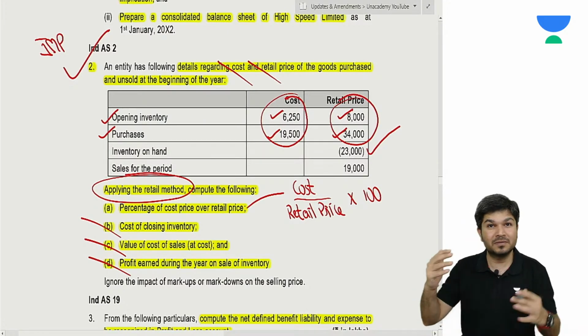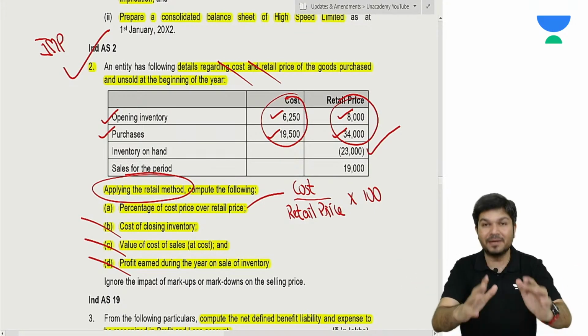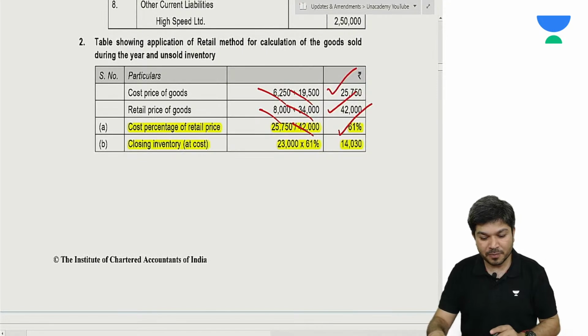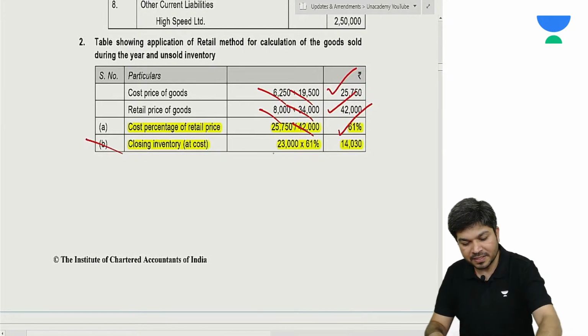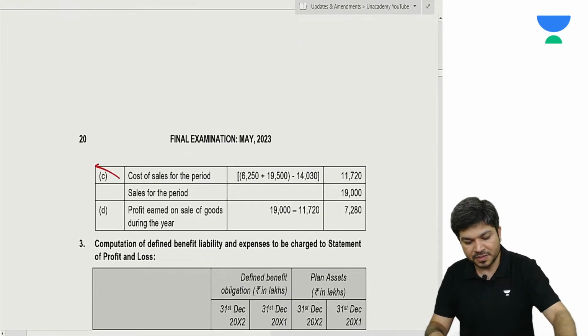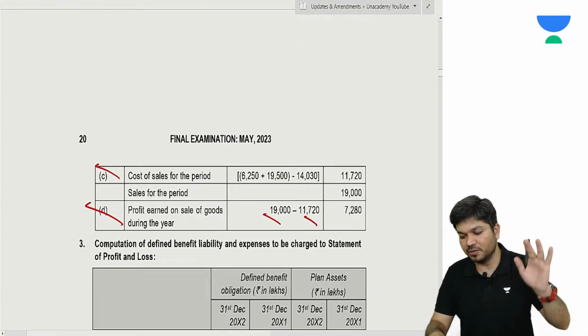And last, you want the profit. The COGS is available, sales is available. Can I say you can find out the profit? The closing inventory is retail price, 61% is the cost. COGS is simple. Profit is nothing but sales minus COGS.